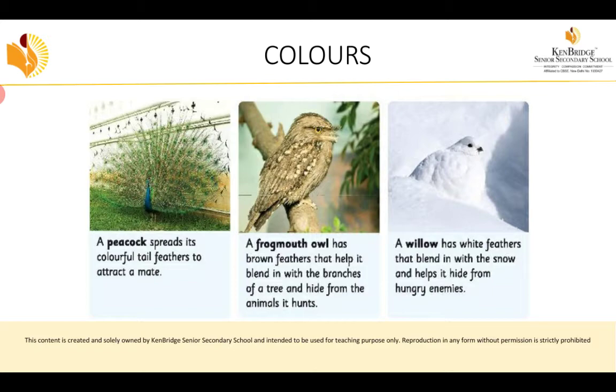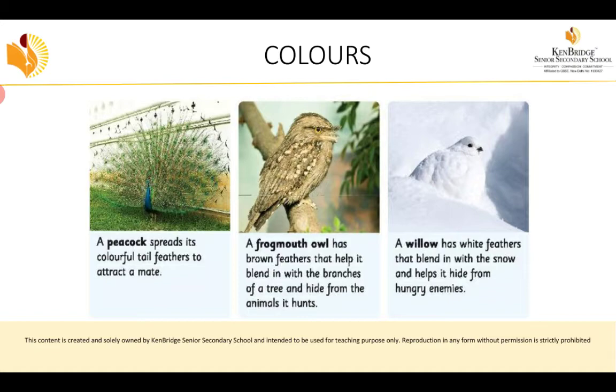Then we have colors. There are different colors of birds. So why are the colors different? See, we have many colors of birds. See the first one, the peacock. A peacock spreads its colorful tail feathers to attract a mate. To attract the partner, the peacock has different colors of feathers.